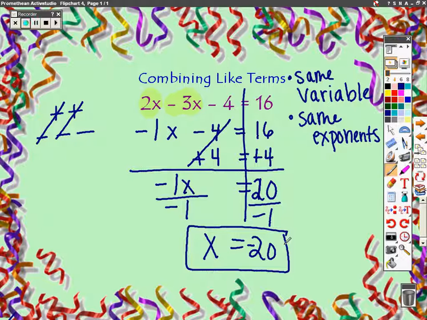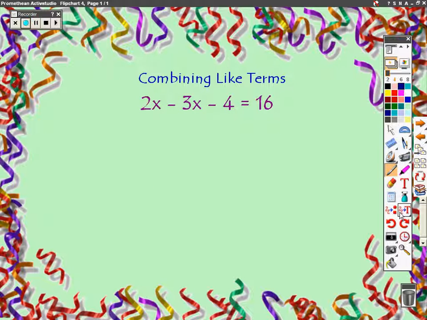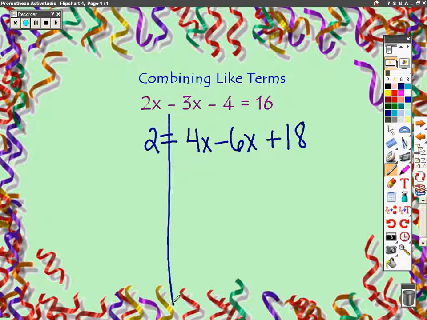Alright, so let's just do one more that we might have a special case for. And that would be 2 is equal to 4x minus 6x plus 18. Usually we want our x's on the left side, but since my x's are already on the right side, I'm going to keep them on the right side.